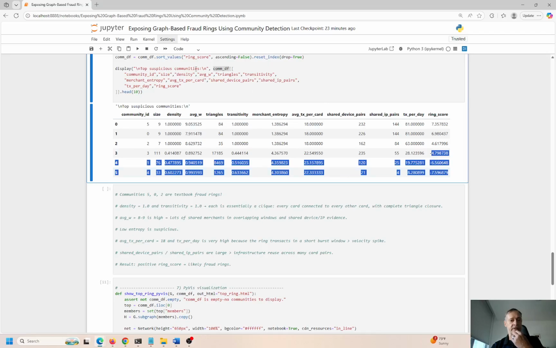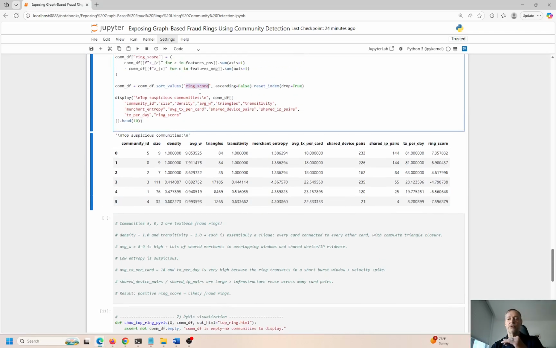And we're looking at the ring score. So we're getting the score, assigning a ranking, right? Feature ranking for these fraud rings. Ascending equals false, so this is in descending order. I don't even think there's such a thing as descending. Ascending is either true or false. If I do this again, you'll see the lower numbers at the top.